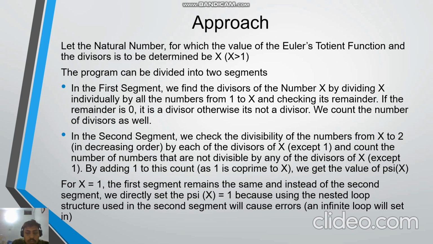The reason for not considering 1 in the list of the divisors while checking the divisibility, and also in the list of the dividends, that is from x to 2 and not from x to 1, will be made clear later on. For x equal to 1, the first segment remains the same, and instead of the second segment, we directly set psi of x equal to 1. Because of the nested loop structure used in the code, the second segment would cause errors and an infinite loop would set in.